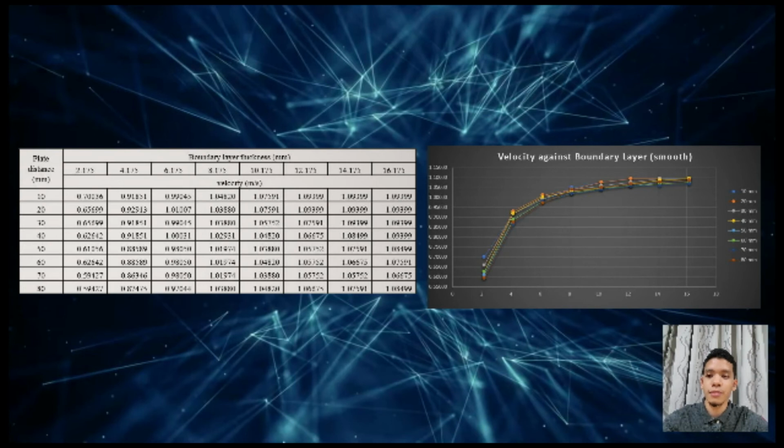When the length of the plate is short, the boundary layer will become thin. Hence, the velocity will be lower. The thickness of the boundary layer increases with the length of the plate where the fluid flows by.